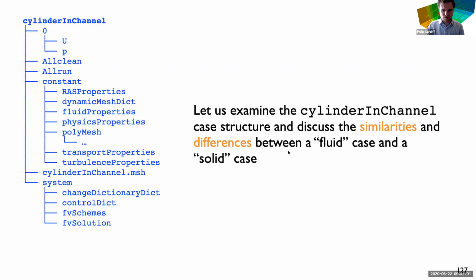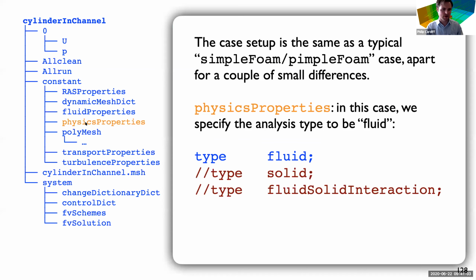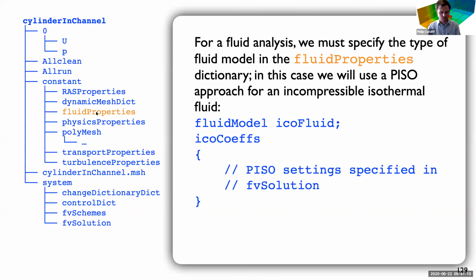There's essentially only one difference. In physicsProperties, we'll specify fluid instead of solid. Because we do that, it will look for a fluidProperties file as opposed to a solidProperties file. There are almost no settings in fluidProperties apart from which solver I want to use, icoFluid, pisoFluid or interFluid. It will look up the settings where icoFoam would normally look them up. So PISO settings are looked up in fvSolution, for example. So there's not many settings to set in fluidProperties apart from which fluid solver you want to use.